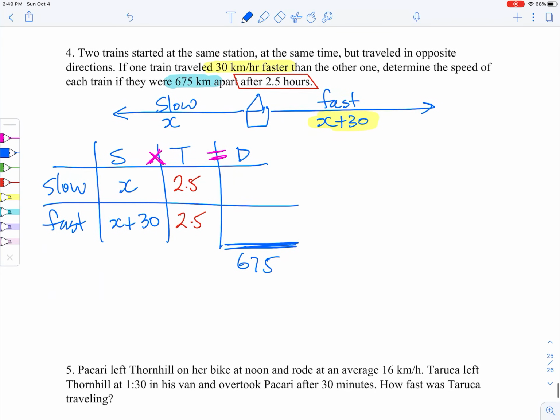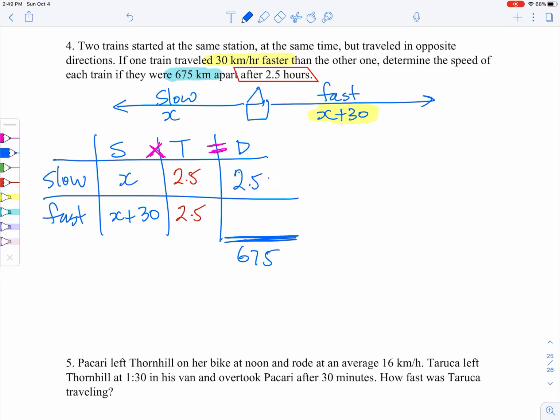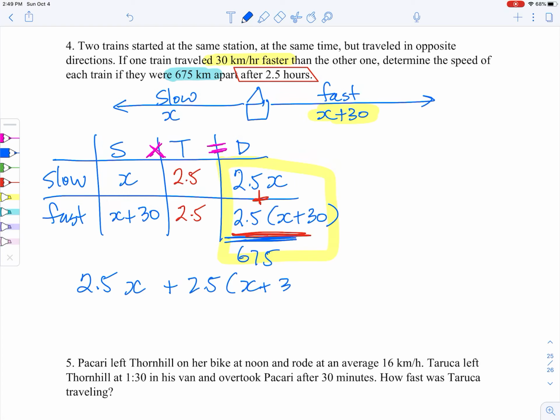That's going to give me 2.5x for the slow, and then 2.5 times (x plus 30) for the fast. And we're going to build our formula from here. So the total distance that the slow goes plus the total distance that the fast goes equals 675. So 2.5x plus 2.5(x plus 30) equals 675.